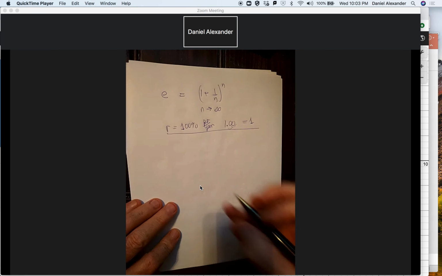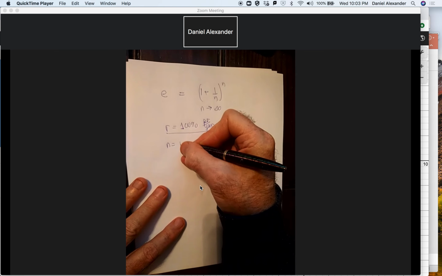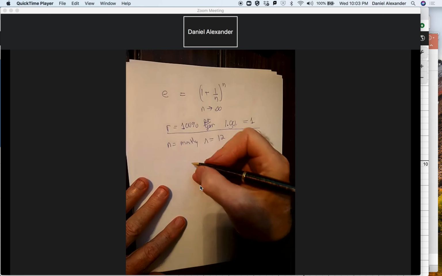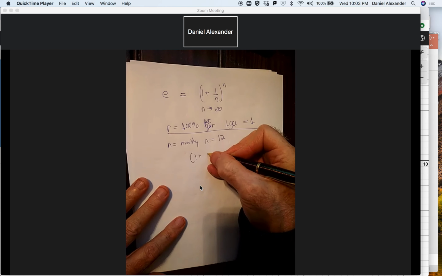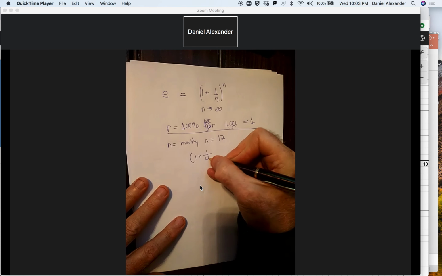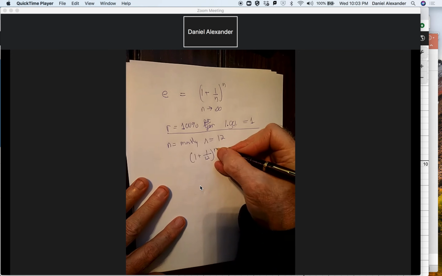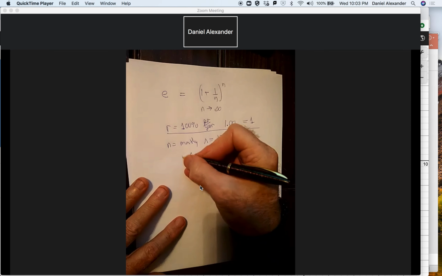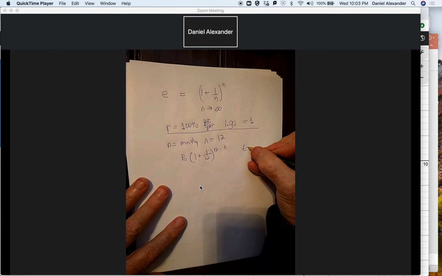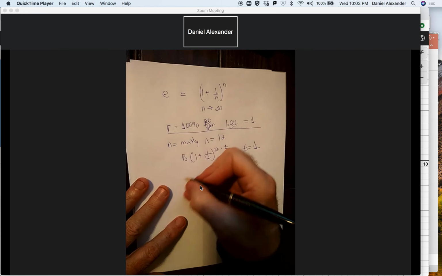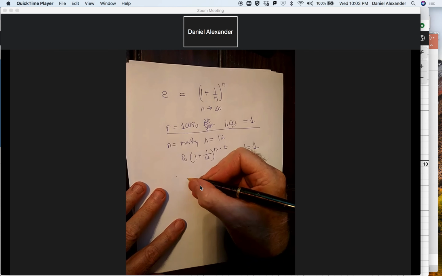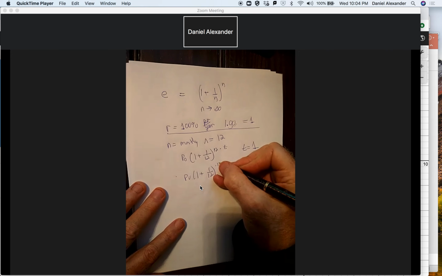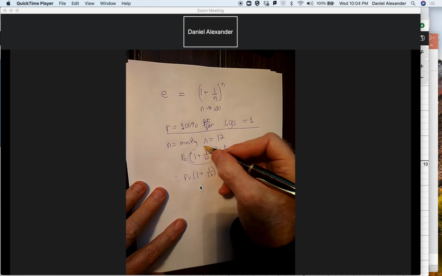Okay. Now imagine that n is monthly. n is 12. Your interest would be 1 plus 1 over 12, the number of times per year, raised to 12 times t. And let's pretend that t is 1. So then what we would have after 1 year would be this. Now I just want to focus on this term.